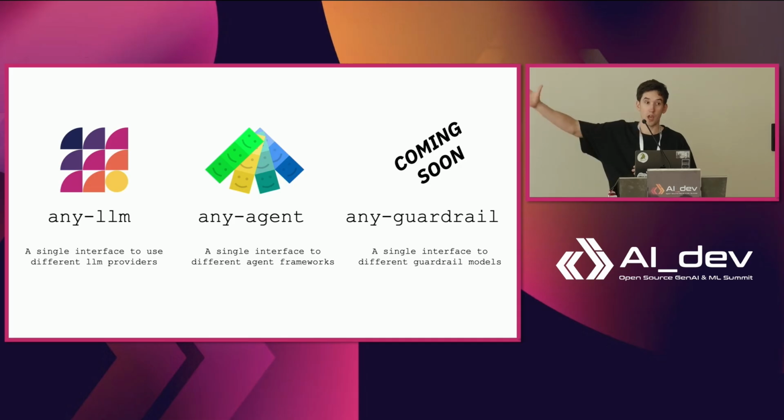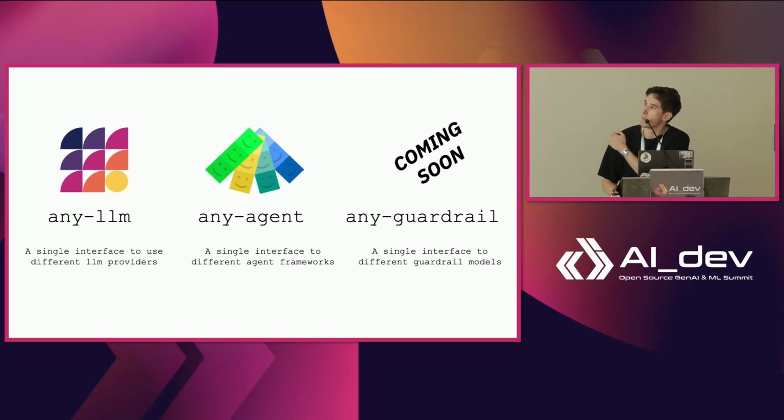We've got a few different libraries at the moment. We've got AnyLLM, which is a single interface to different LLM providers. AnyAgent, which is a single interface to different agent frameworks. And then Agent Guardrail, which is not coming out for another couple of weeks, but that's going to be a single interface to different guardrail models. So I'm going to spend a little bit of time talking about each of these.